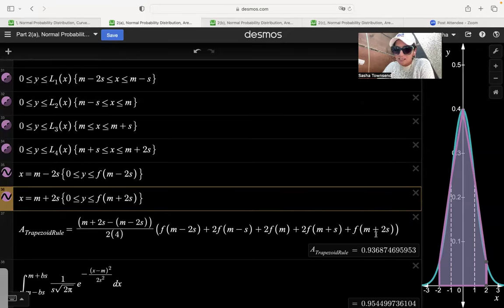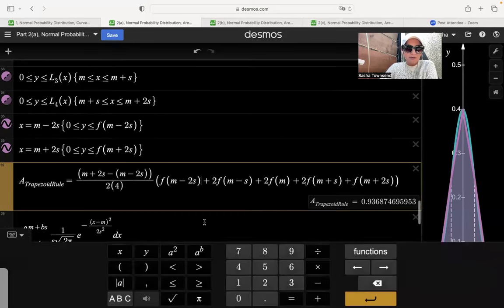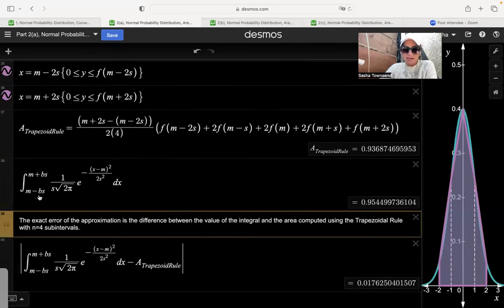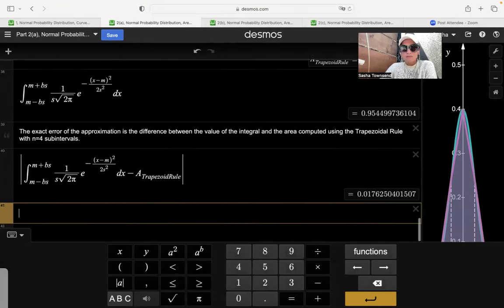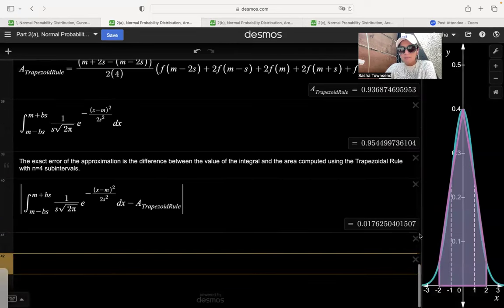And look, we get an approximation of 0.9368. Say, okay, well, how is that related to the exact area? Well, the exact area is 0.954 approximately. And if we take the difference between those, we get an error of 0.017. So we see that's a pretty good error.